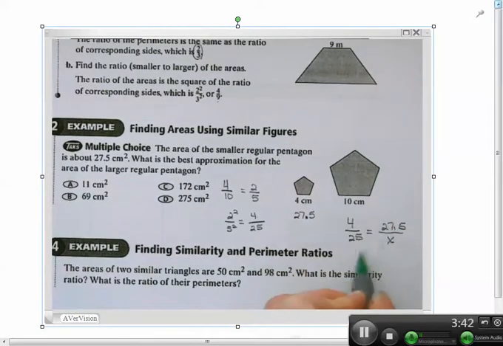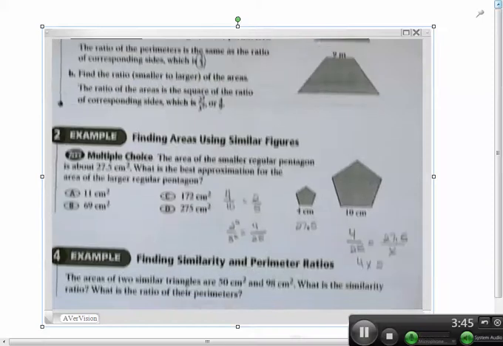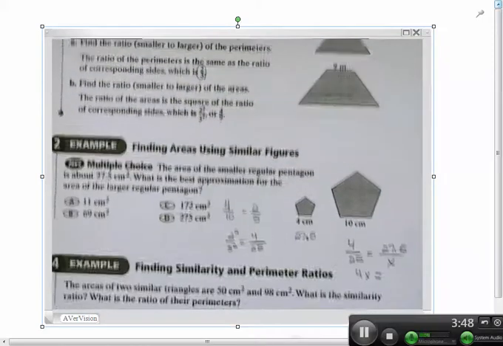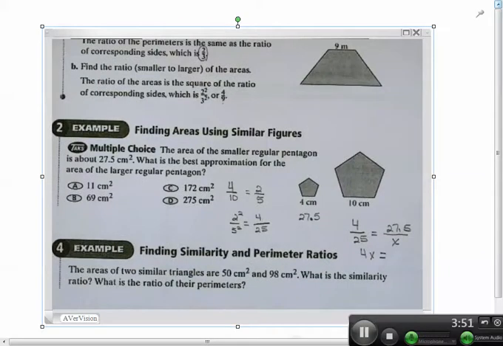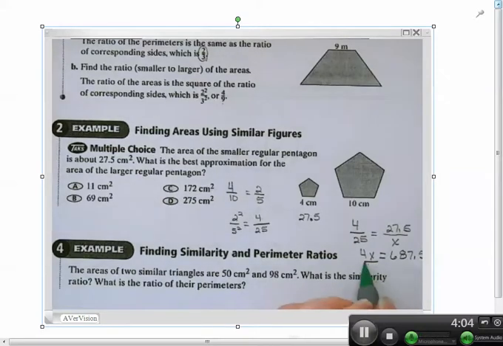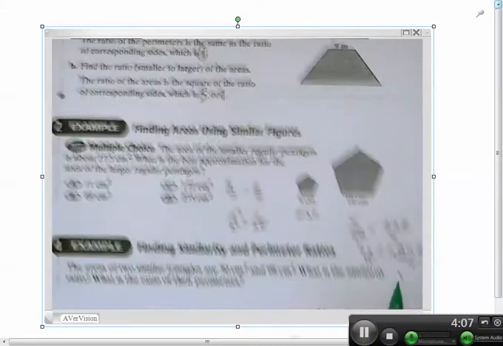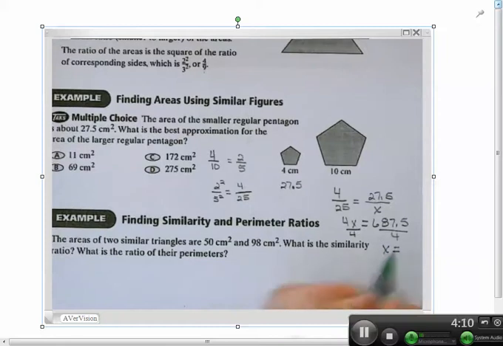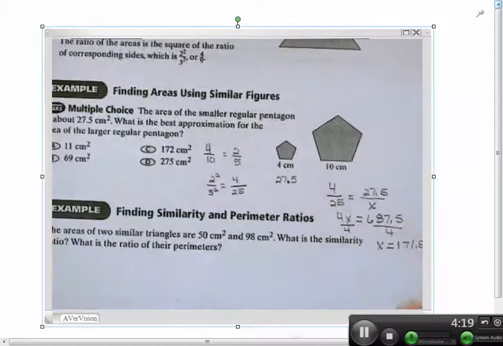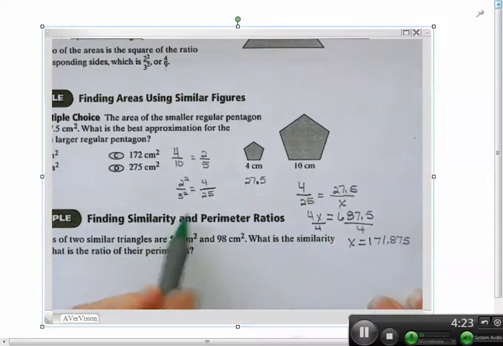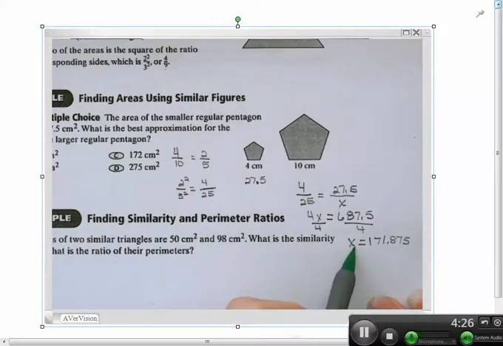All right, let's cross multiply. 4x equals, and on your calculator, 25 times 27.5 is 687.5. And divide by 4, and x will equal 171.875. And so the closest approximation to the area, of course, is C.